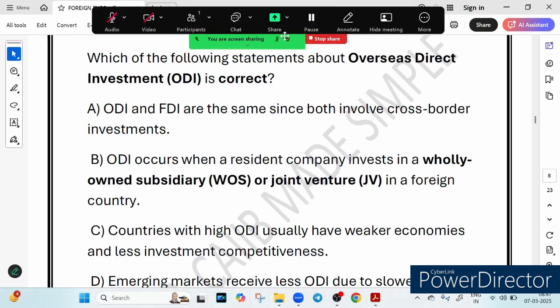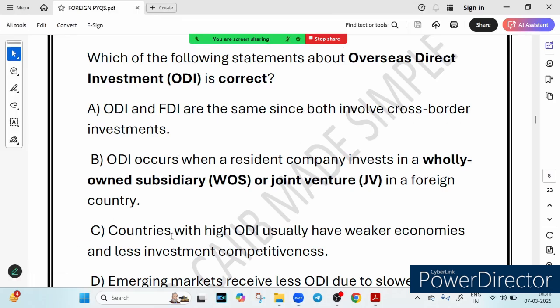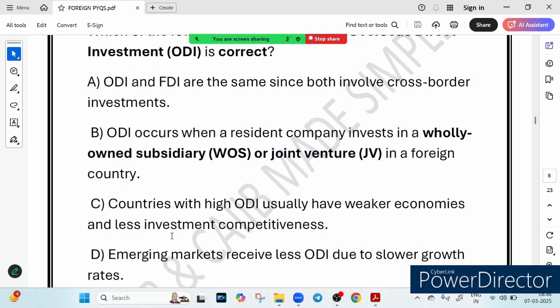Option A, ODI and FDI are the same since both involve cross-border investment. Option B, ODI occurs when a resident company invests in a WOS, a wholly owned subsidiary, or joint venture in a foreign country. Option C, countries with high ODI usually have weaker economies and less investment competitiveness. Option D, emerging markets receive less ODI due to slower growth rate.